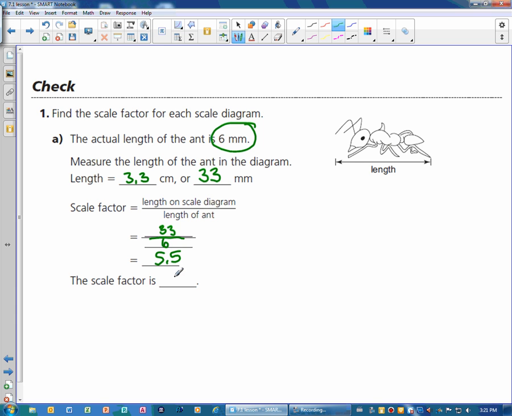So hopefully you got something around there. Now, keep in mind you're measuring. You might have got 34, you might have got 32. You just need to be in the ballpark. And when I mark your test, I'll just be looking to see that your answer is reasonable.